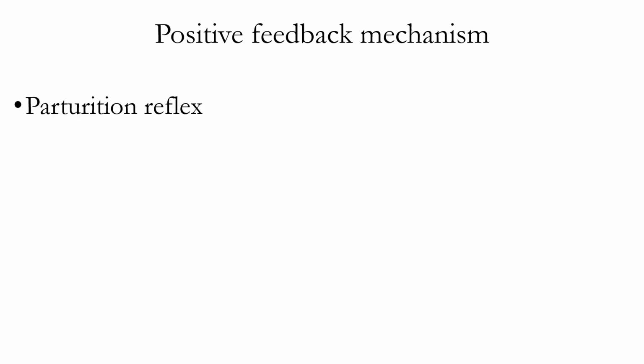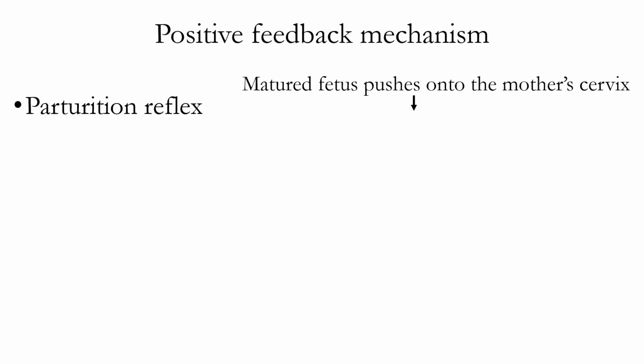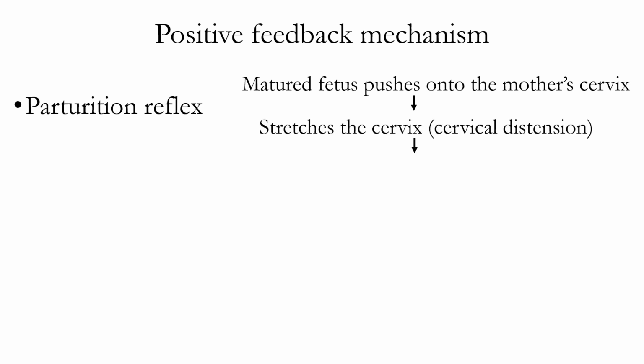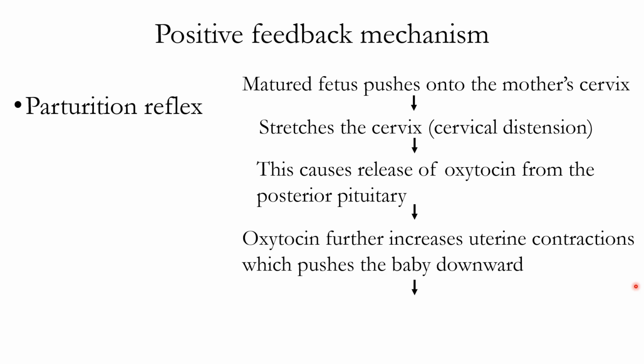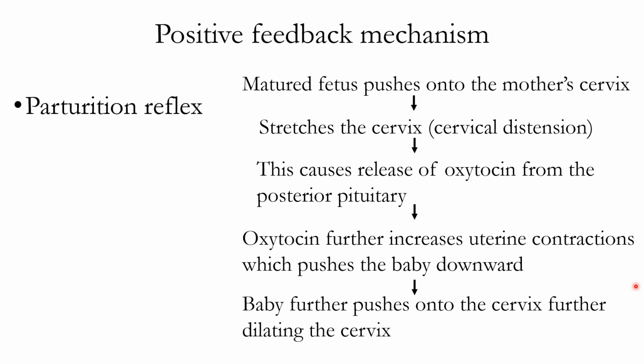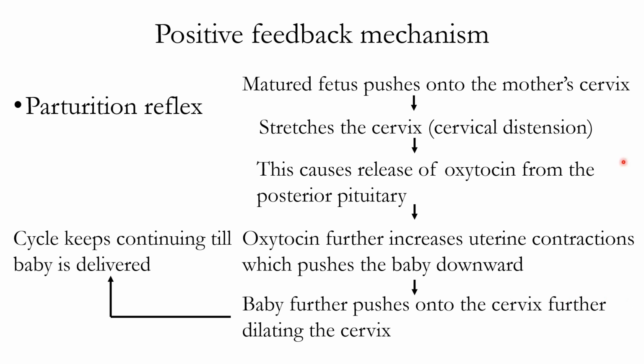Let's look at parturition reflex. So at the time of delivery, a matured fetus pushes onto the mother's cervix. This stretches the cervix, which we call cervical distension. This stimulus in turn releases oxytocin from the posterior pituitary, and oxytocin in turn further increases uterine contractions, which will push the baby downward, and again the baby will push onto the cervix, which stretches or dilates the cervix. This cycle continues until the baby is delivered.